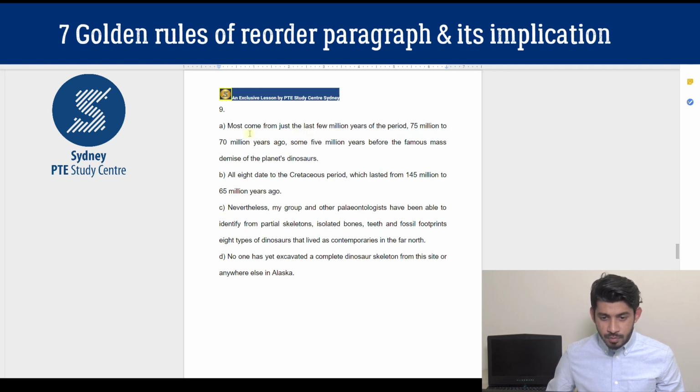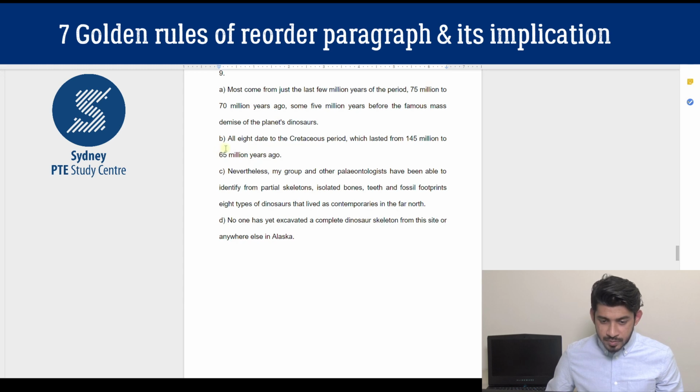Okay, so most come from just the last few million years. So obviously something was told before, right? And we can see there is a period of time here, 75 million to 70 million years ago. Number B also tells me a period of time, which is 145 million to 65 million years ago. So ask yourself, which one was the earlier event, 75 million years ago or 145? Obviously 145 million years ago. So B has to come before A, okay?